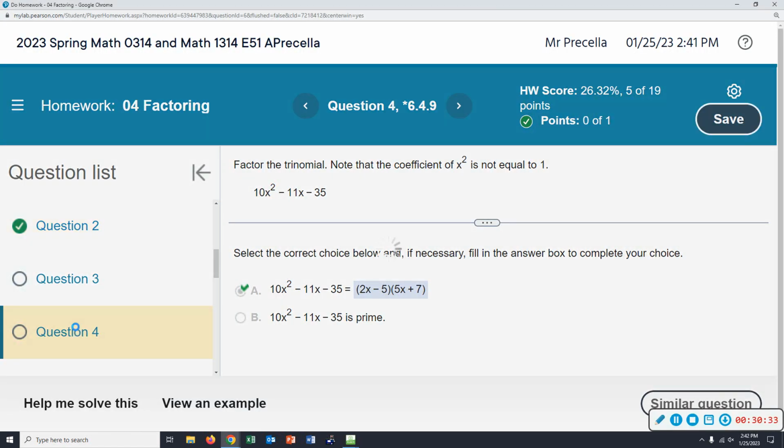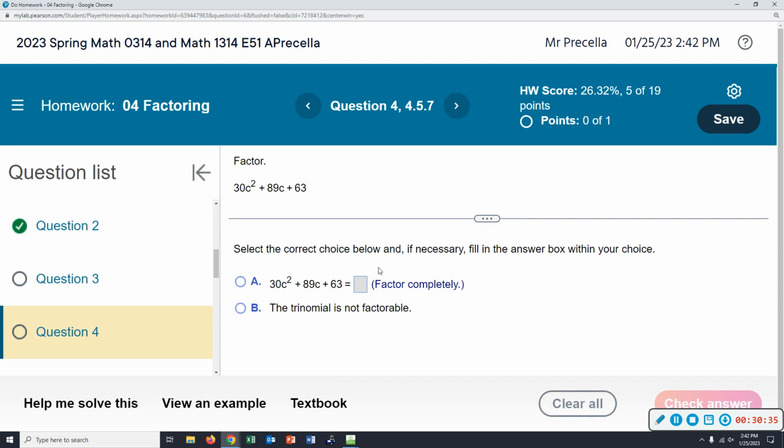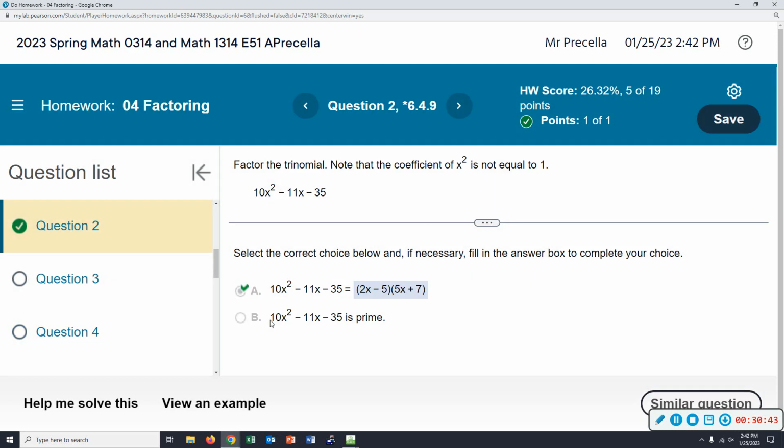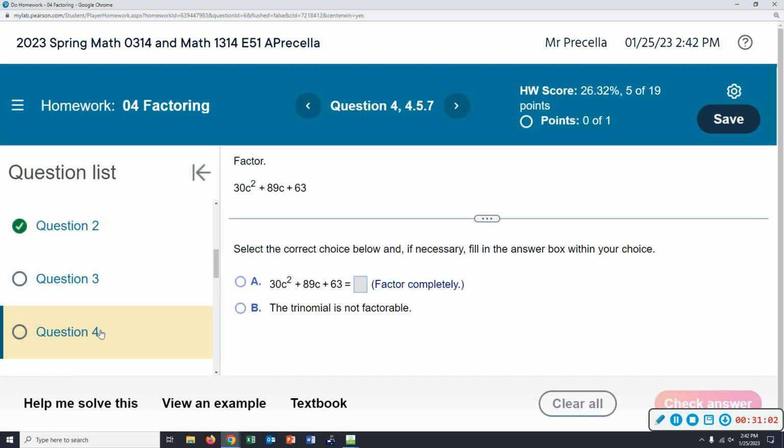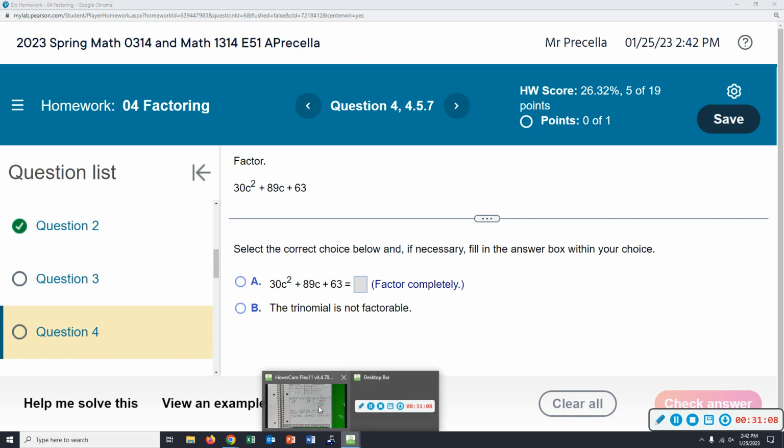Okay? Let's see, what about problem 4? Okay, this is a good one. Oh, wait, I should mention this. It's possible that you might try and never be able to get something factored. Let me make up one where you can't factor it. If you can't factor something, you call it either prime, like it does on number 2, or what I would prefer, what it does on number 4. It just says it's not factorable.